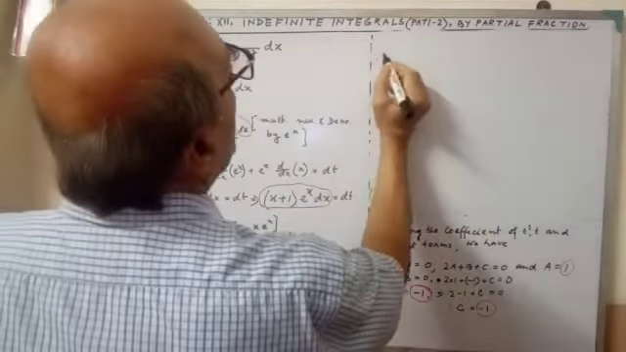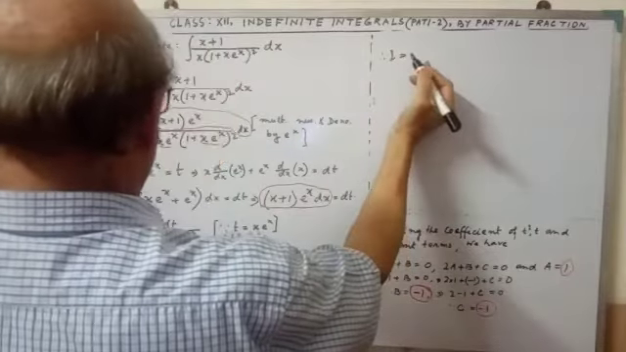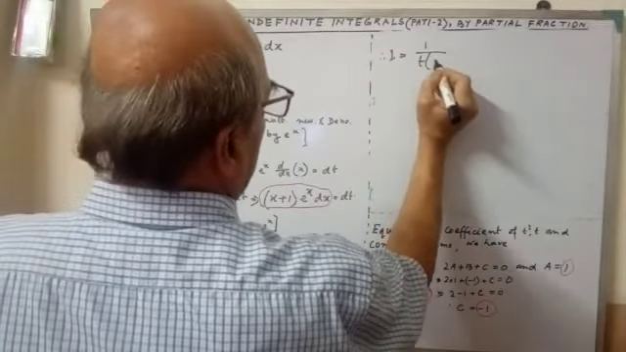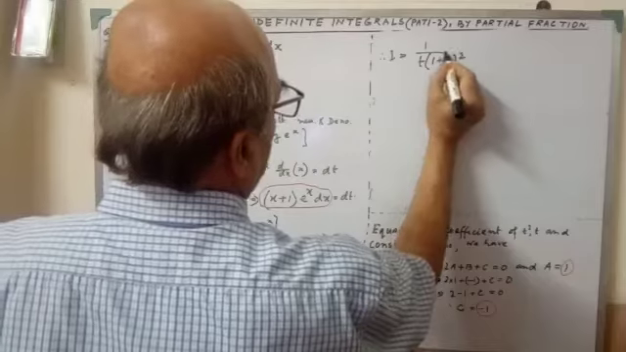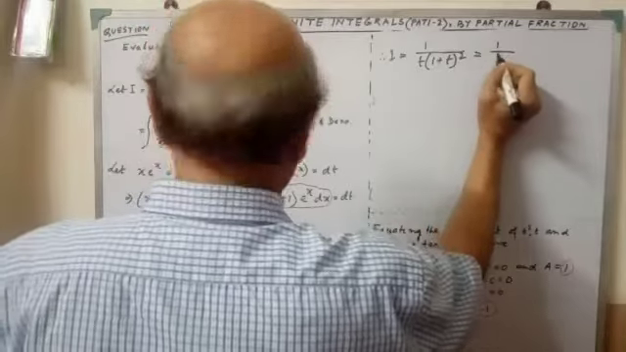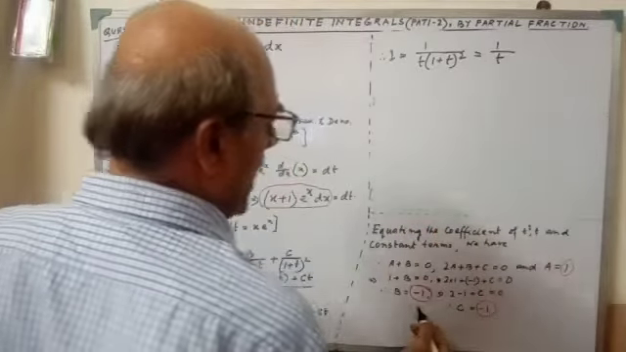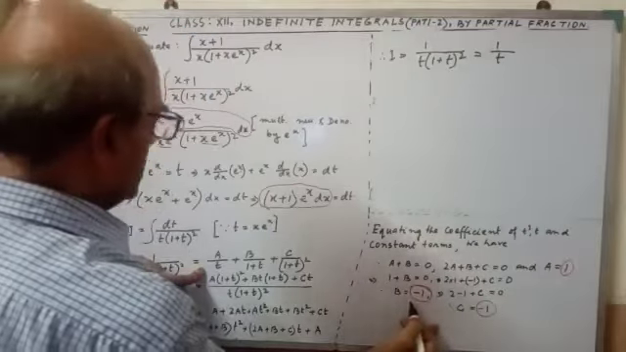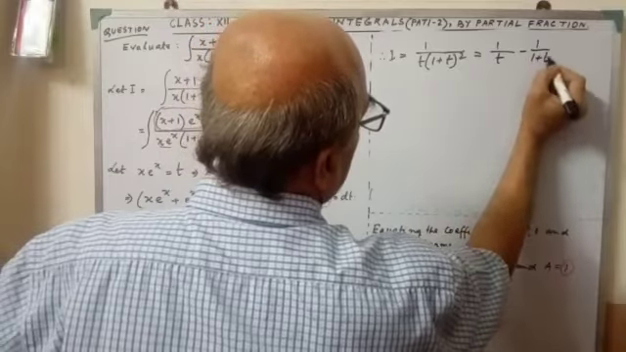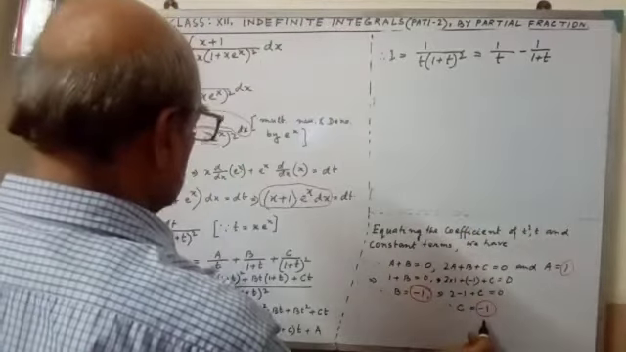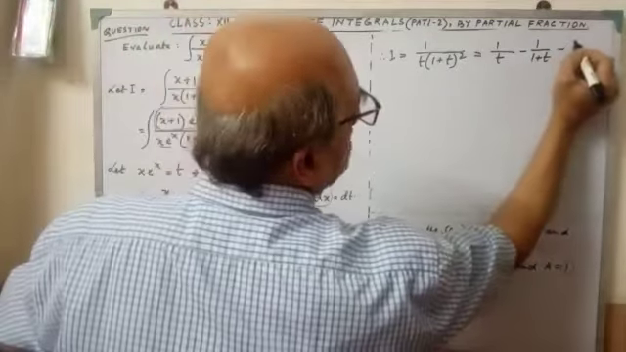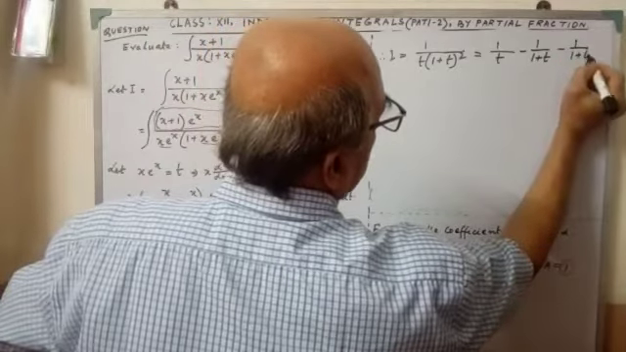Therefore, I equal to 1 by t into 1 plus t whole square equal to, we may write, in place of A, the value of A, that is 1. And in place of B, we have to put the value of B, that is minus 1, 1 plus t. And in place of C, we will write minus 1, minus 1 by 1 plus t whole square.